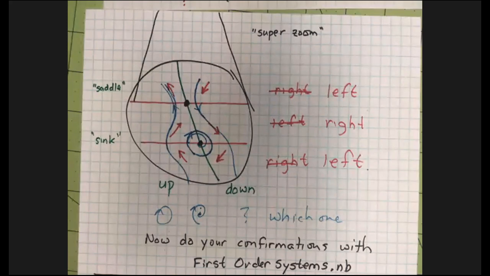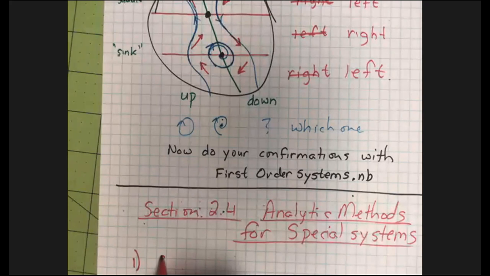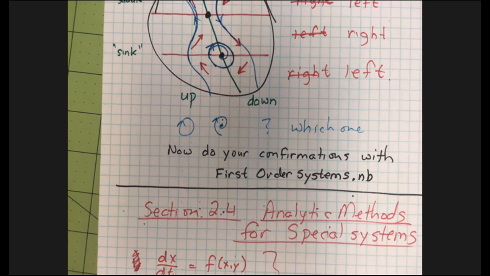Here's a first example. dx/dt is any messed up combination of x's and y's under the sun. dy/dt, any messed up combination of x's and y's under the sun. This is the general case. Almost impossible to solve analytically.